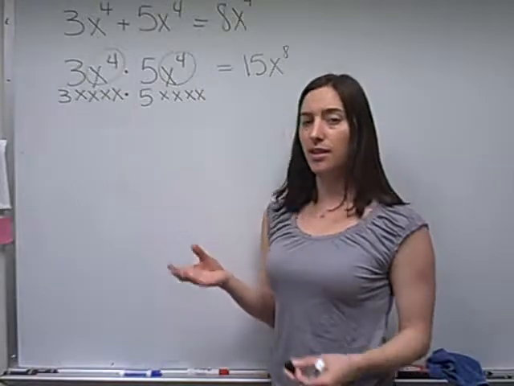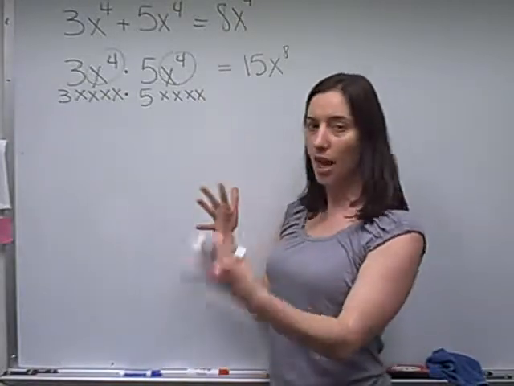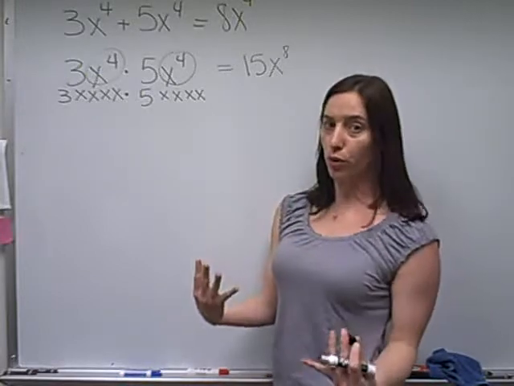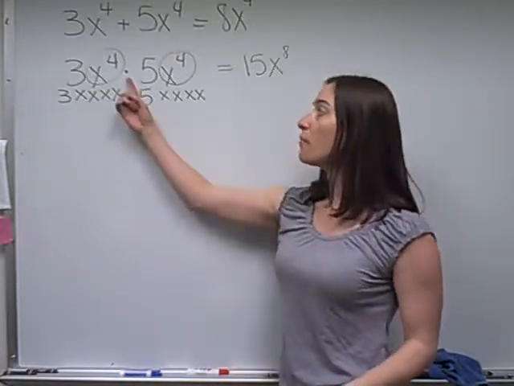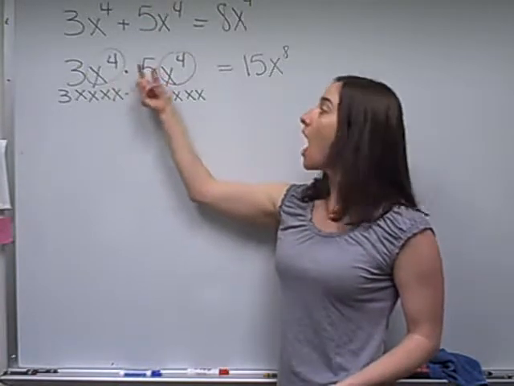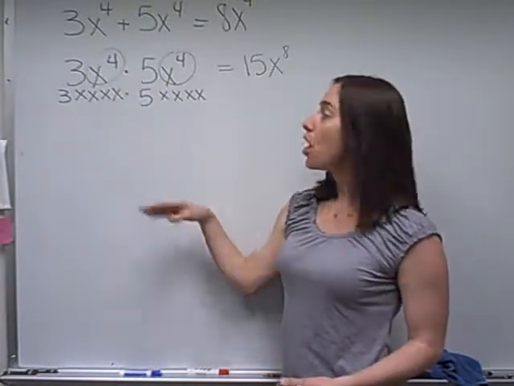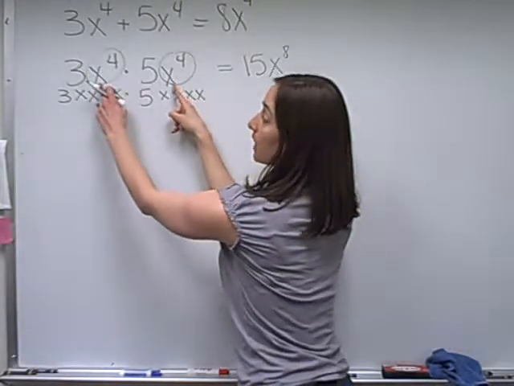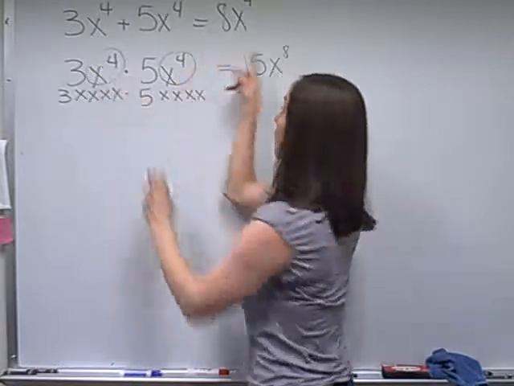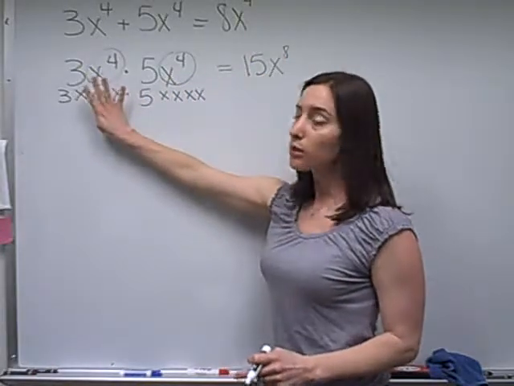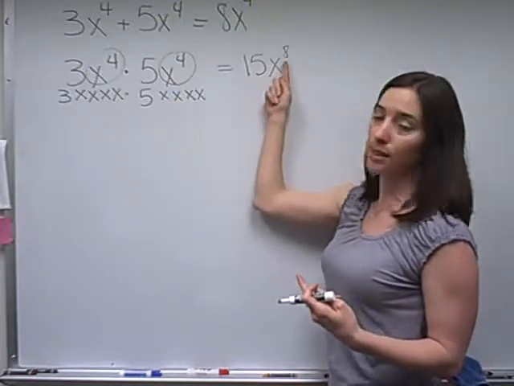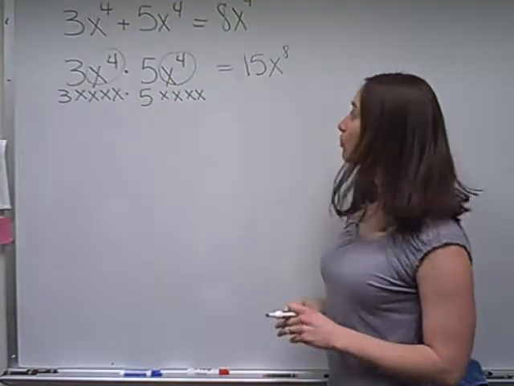Now the shortcut for this, without having to expand it all out and count up how many numbers are being multiplied, is to use what we call the product rule. And the product rule tells me that if I'm multiplying numbers that have the same base, I can add the exponents. So since both of my terms have the same base x, I could have just added the exponents together to get 8. 4 x's in this group times 4 more in this group gives me a total of 8 x's being multiplied all together.